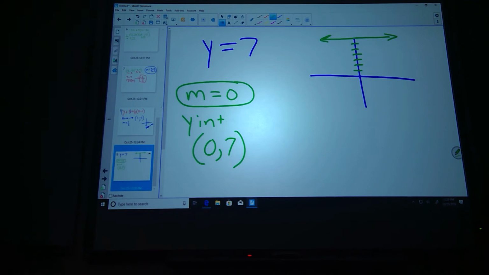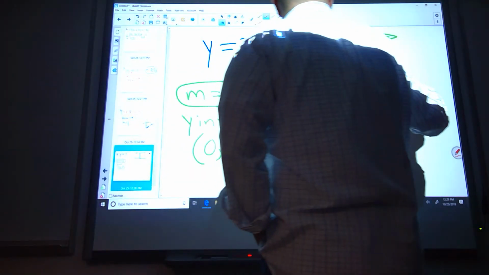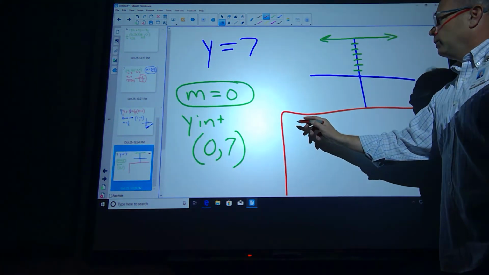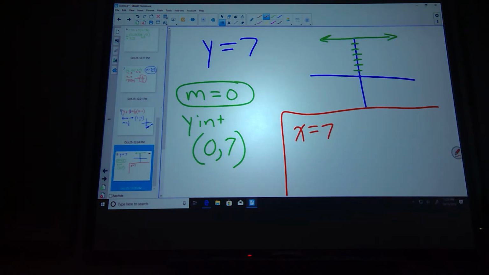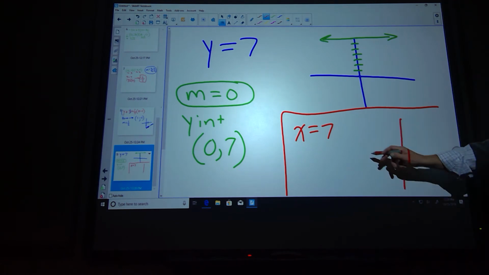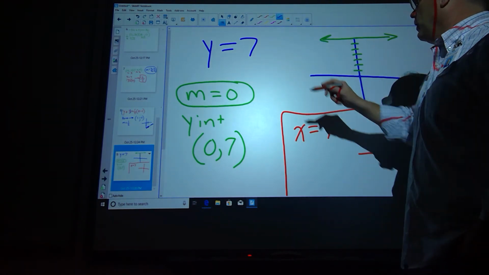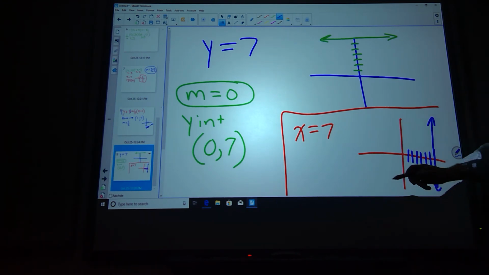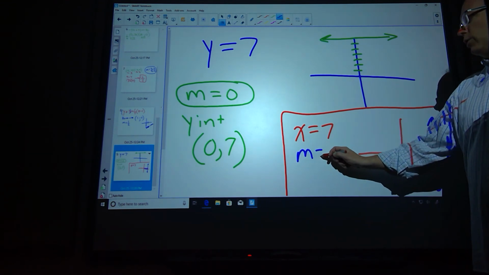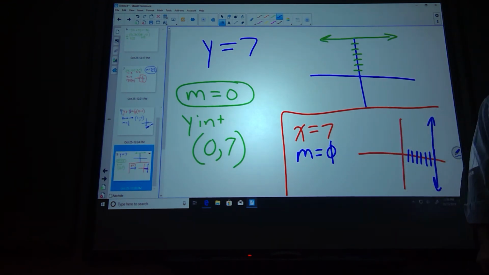So let's add a small little addendum to this. What would the result be if we had x equals 7? What kind of line is that? Vertical. It's a vertical line going through 7. What is the slope of a vertical line? Remember, a vertical starts with V. Undefined starts with U. Good job. So slope is undefined, so you do like a 0 with a strike through.